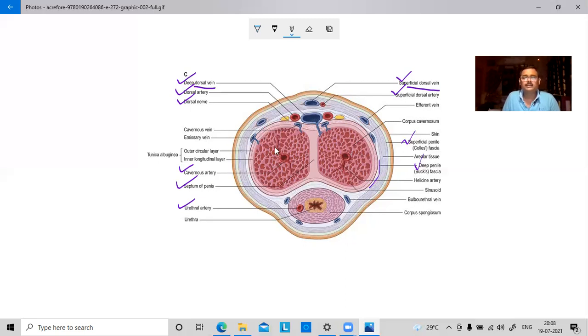Thus, if any pathology like malignancy occurs within the glans or body of the penis, excepting the skin, the malignancy may spread via the deep dorsal vein of the penis into the prostatic venous plexus and subsequently the vertebral venous plexus.